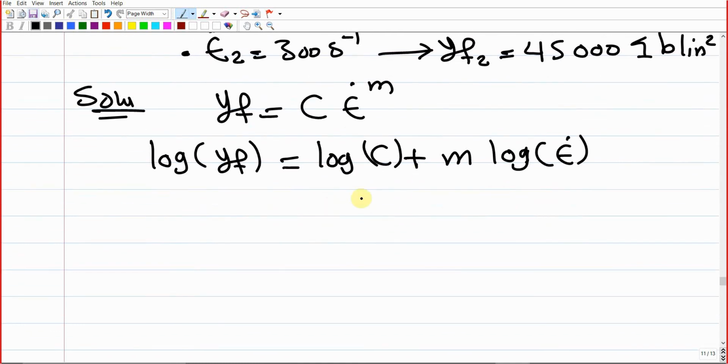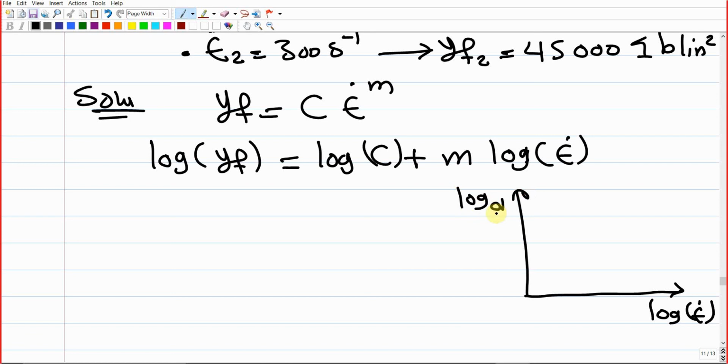So this will be converted into a linear function, and if we decided to plot the log of epsilon dot over the horizontal axis and the log of the flow stress over the vertical axis, we shall end up with a straight line because it is a linear function, right? And at the instant when log epsilon dot equals 1, this shall give us C, the strength constant of the material.